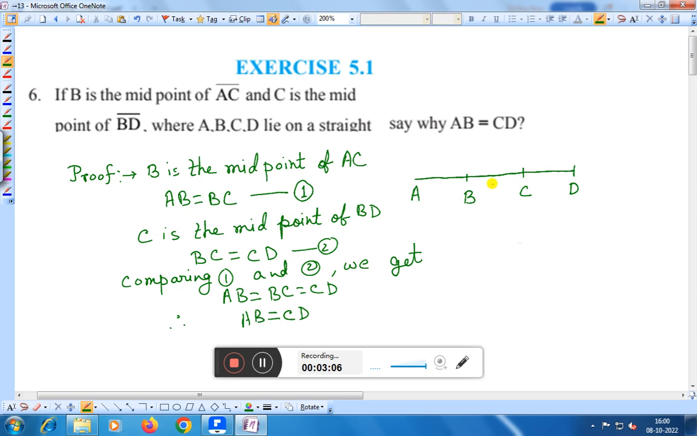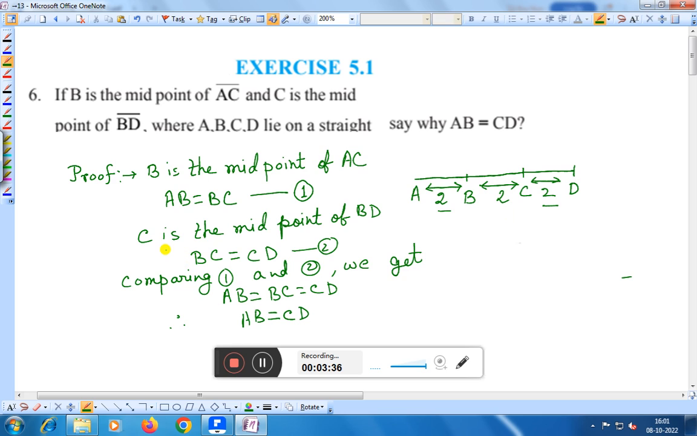That means here the value of AB and BC are the same. Suppose this is 2 units and this is also 2 units, and C is the midpoint of BD. Since BC is 2 units, CD is also 2 units, right? Therefore, the value of AB and CD is the same, that is 2 units. In the same way, we have proved that AB is equal to CD, right?